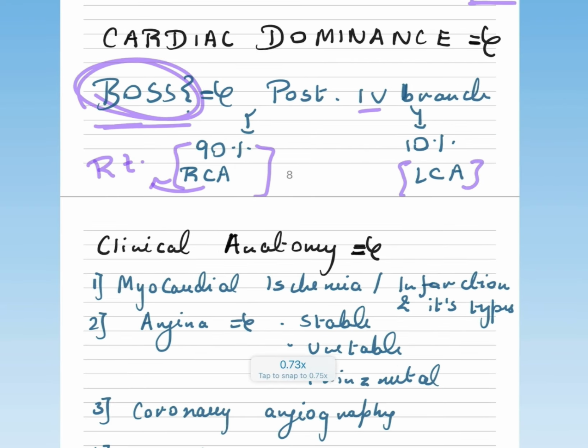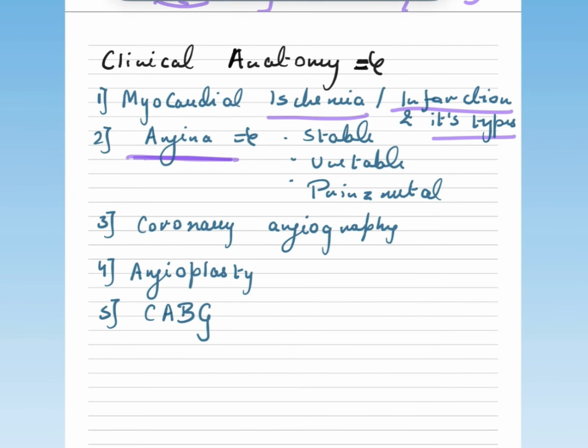Then the heading of clinical anatomy. Personally, I think that this heading can fetch extra marks to an answer because it is actually the application of these basic subjects that is more important. So the main application is the subject of medicine in myocardial infarction. In myocardial infarction, if a vessel gets thrombosed, then there can be myocardial ischemia and its infarction, leading to various types depending upon the blood vessel which gets blocked.